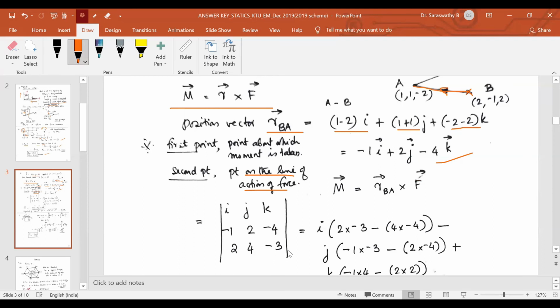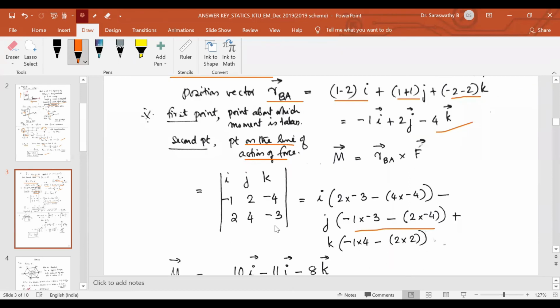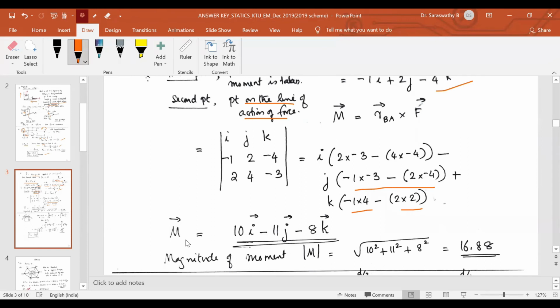Then take the determinant: I into 2 into minus 3 minus 4 into minus 4, that is written here; minus J into, once we take J, we have to suppress this column, minus 1 into minus 3 minus 2 into minus 4, that is what is written here; then K into minus 1 into 4 minus 2 into 2. So we'll calculate it. We'll get the moment vector equals 10i minus 11j minus 8k.